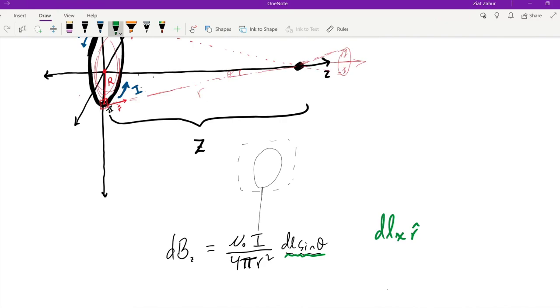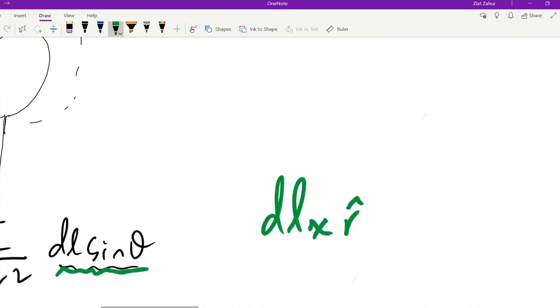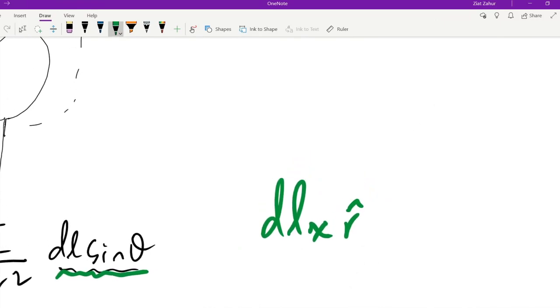Why isn't it dl r sine theta? No, it's not r. This is r hat. Okay? These are called unit vectors. These are not the actual magnitude of a vector. It's r hat. R hat is a unit vector, which means it's basically 1 in the direction of r. So r hat means 1 in the direction of r.